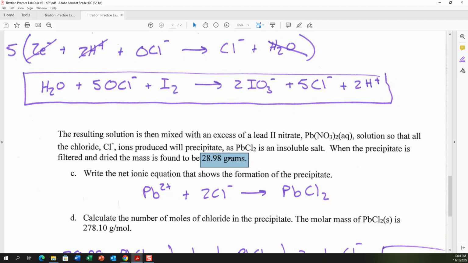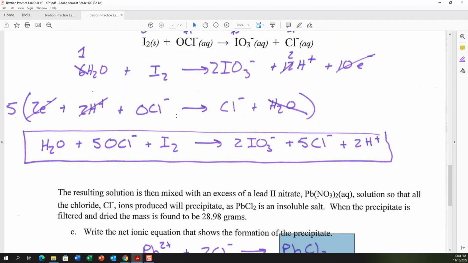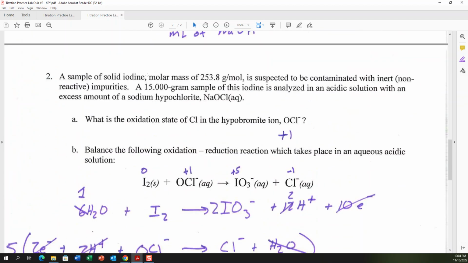Now we can take that and figure out how many moles of chloride are in this many grams of lead 2 chloride. But all of that chloride that's in the lead 2 chloride was produced by this reaction. So the moles of chloride in here are equal to the moles of chloride that were produced from this equation. So then if I take that moles of chloride and multiply it by 1/5, that would tell me how many moles of iodine reacted. And then times the molar mass of iodine would give me how many grams of iodine reacted. And that would be how many grams of iodine were in the original 15-gram sample.